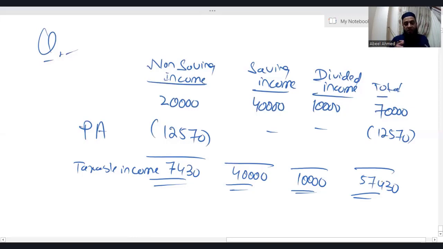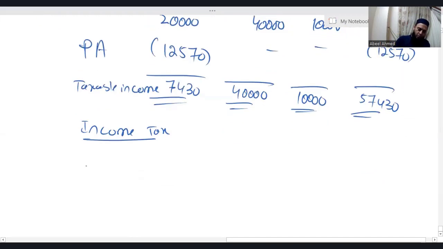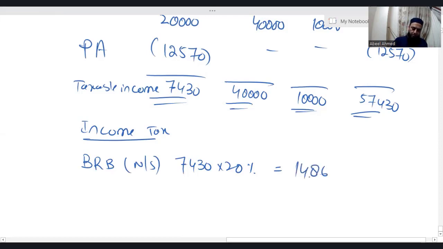Obviously, first you have to apply a tax rate on the non-saving income. Income tax. The taxable income in the non-saving column is 7,430. Obviously, the entire income falls in the basic rate band. 7,430 into 20% is 1,486. Since the taxable income after deducting the personal allowance is more than 5,000 pounds, the starting rate band concept does not apply in this question.